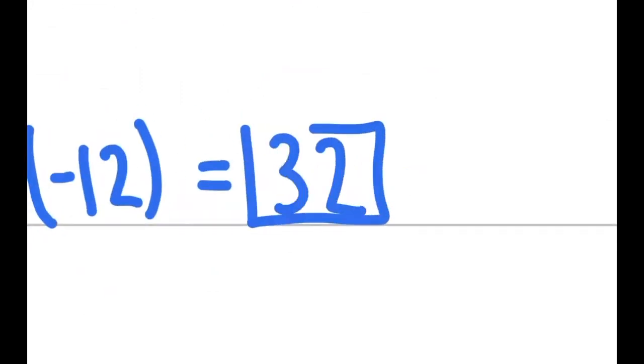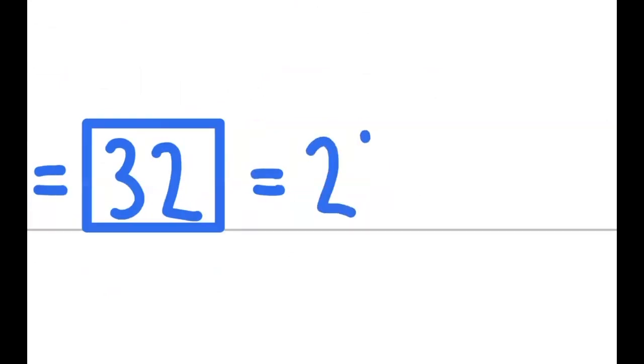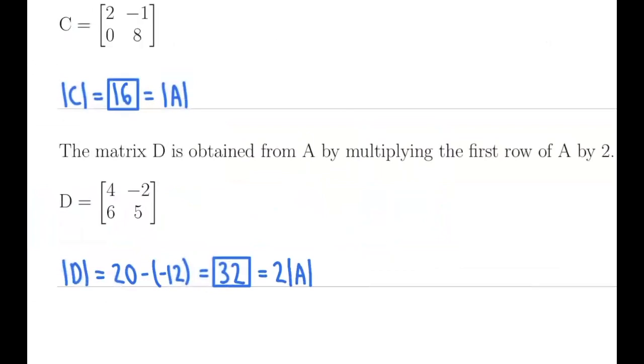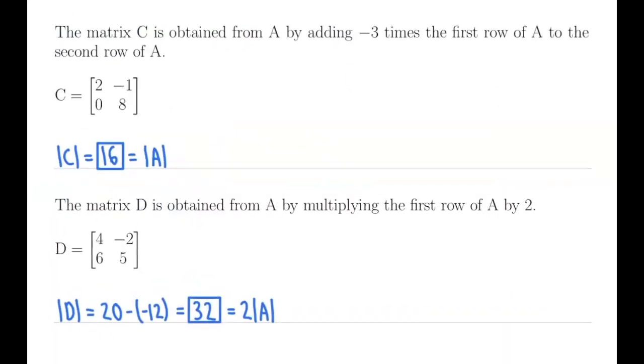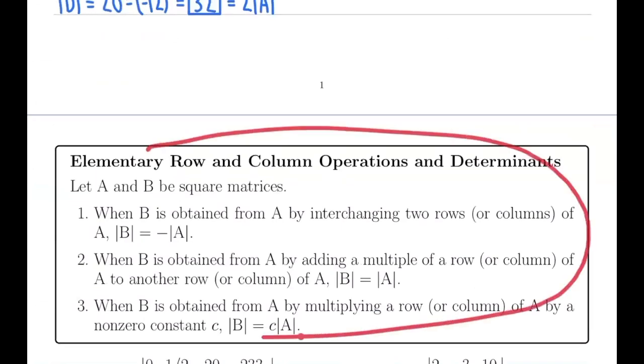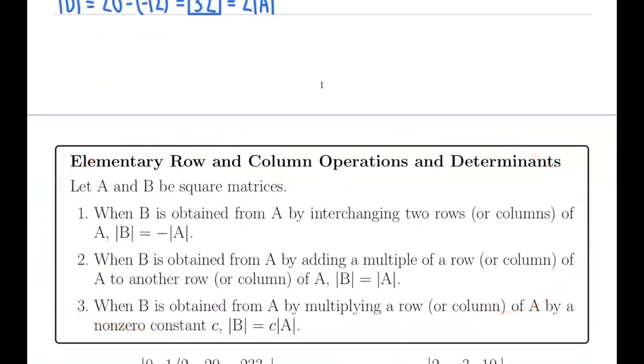Interesting. That is twice the determinant of A. Remember, the determinant of A was 16, and now you're getting 32. So that's also interesting. Multiplying the first row of A by 2 multiplies its determinant by 2. This brings us to this theorem that generalizes these observations.